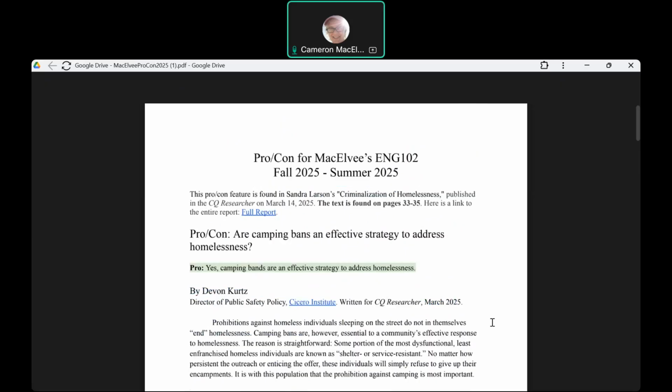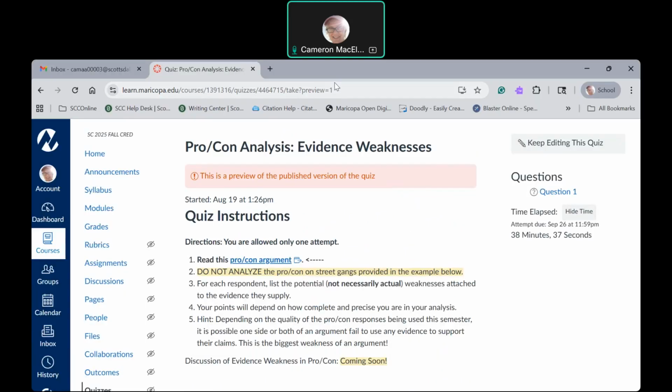Now I'm going to do the same thing today, except instead of identifying the evidence, the evidence has already been identified. So you have your answer sheet attached to your last analysis, and we're going to go through each of those pieces of evidence. And what we're going to do is look at the potential, not necessarily actual, weaknesses that are attached to those specific types of evidence.